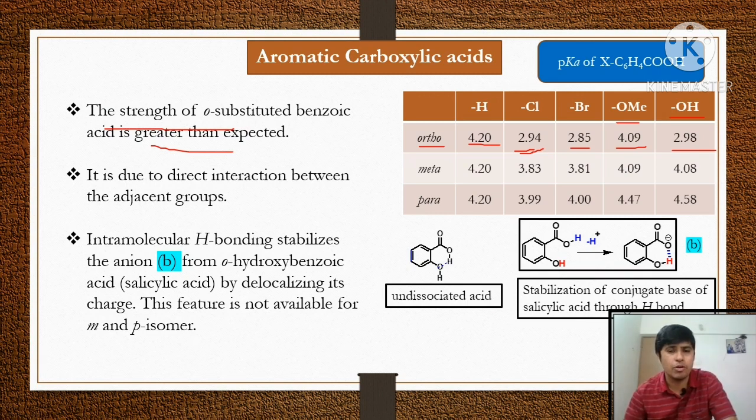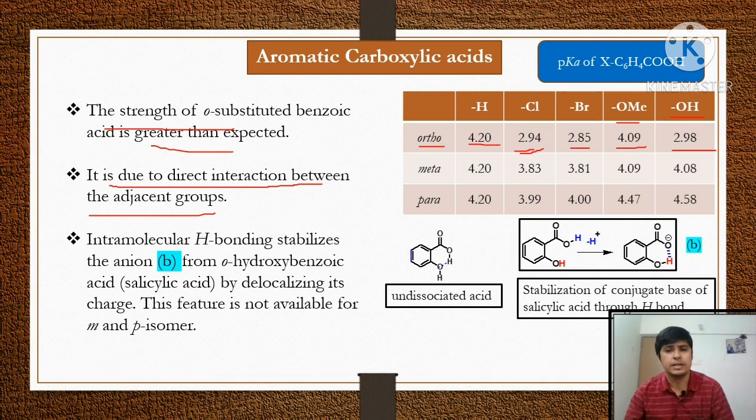A lower value of pK means the acid is stronger. Now we see the strength of ortho-substituted benzoic acid is greater than expected. Why is it so? Because there is direct interaction of the adjacent group with the carboxyl group. Because of that, the acidity will be stronger.